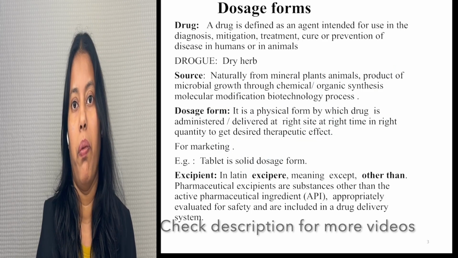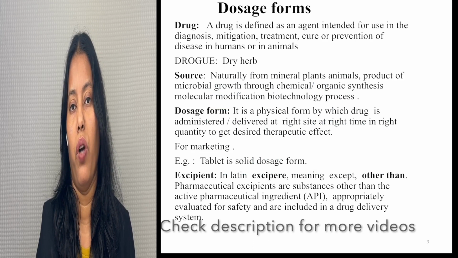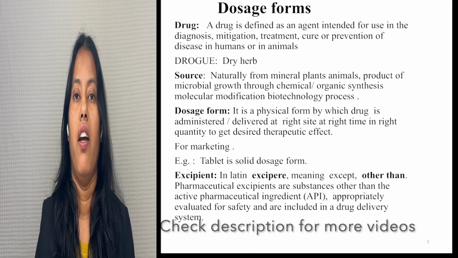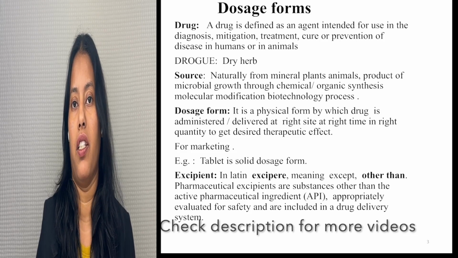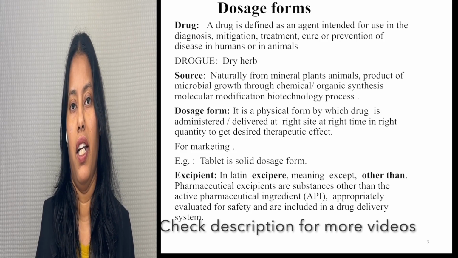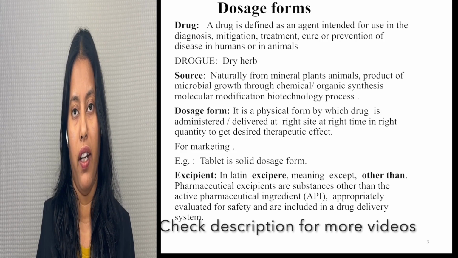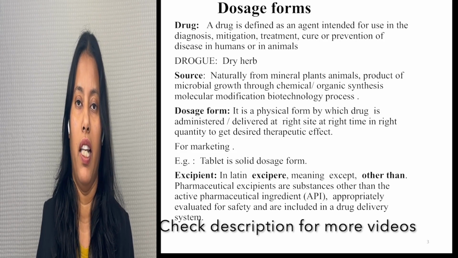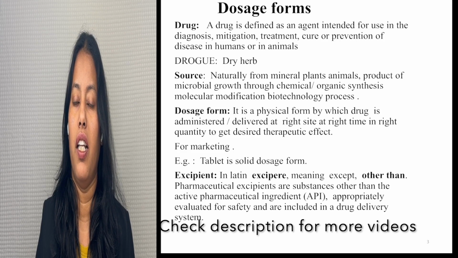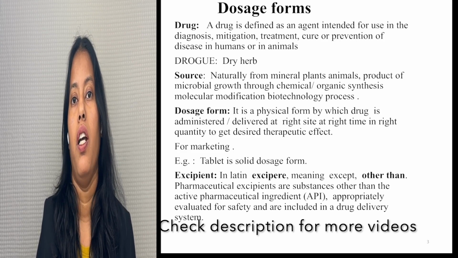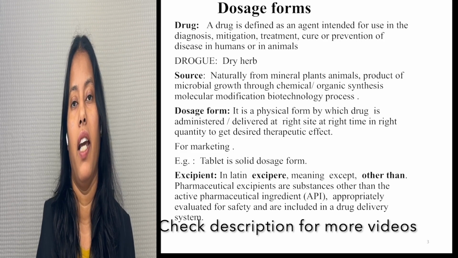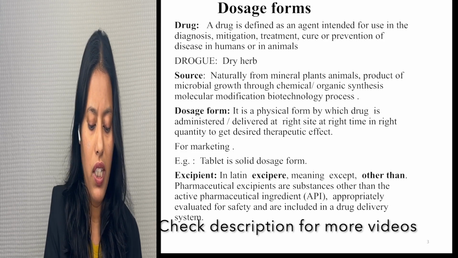Whenever you prepare a dosage form, you have two ingredients: one is the drug and the other is the excipients. The drug is the main ingredient which gives the therapeutic effect and helps to overcome the illness, and excipients are the ingredients which help to make up the dosage form in a suitable form so you can take the drug. So what is the drug?